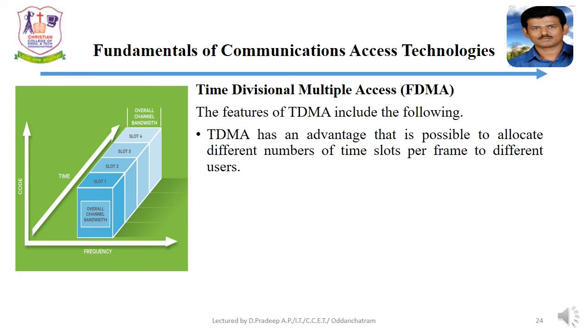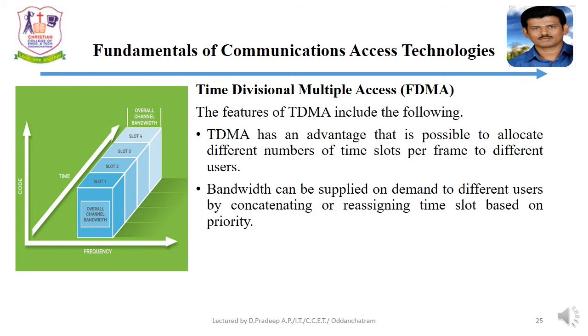TDMA has an advantage that it is possible to allocate a different number of time slots per frame to different users. Bandwidth can be supplied on demand to different users by concatenating or reassigning time slots based on priority.